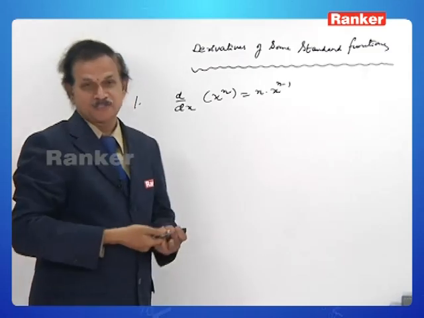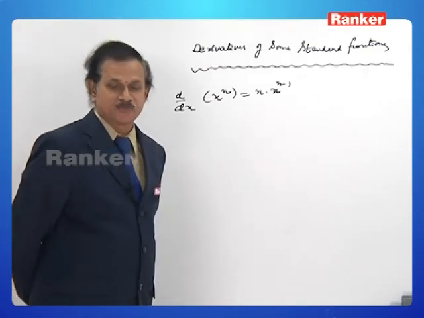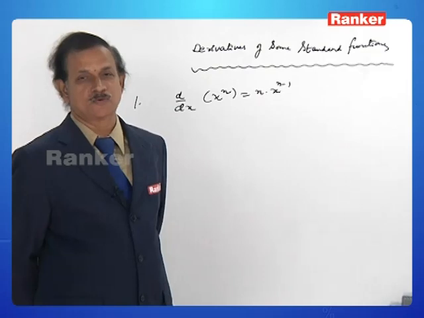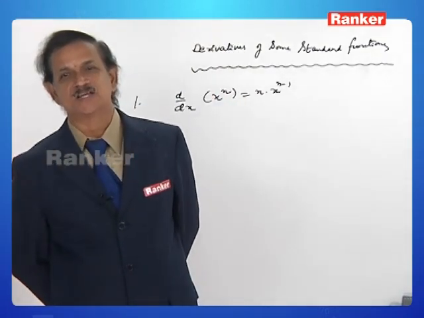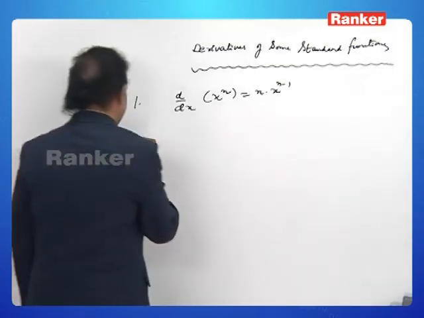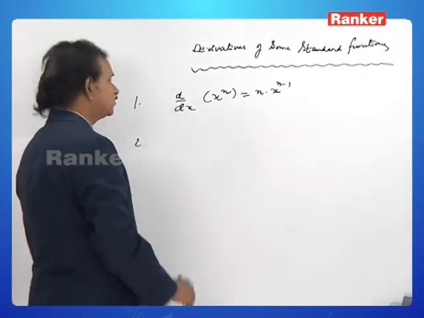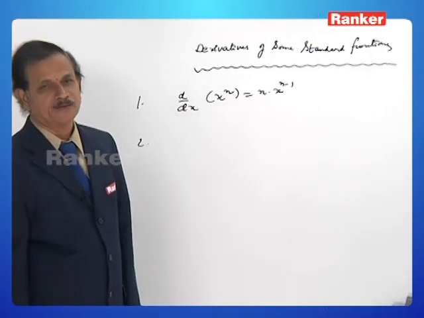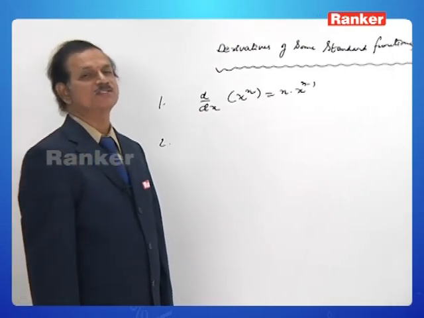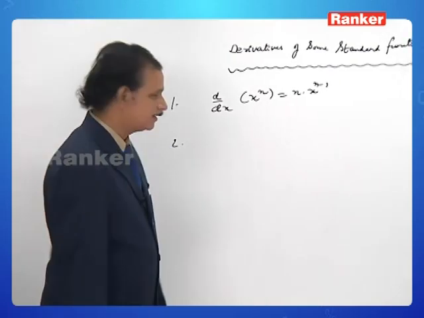Everybody knows about it. Derivative of x square is 2x, derivative of x cube is 3x square, derivative of x power 5 is 5x power 4, derivative of x power 10 is 10x power 9, like that. Next one, derivative of x is 1 into x power 1 minus 0, that is 1. Derivative of x is 1, derivative of 2x is 2, derivative of 3x is 3, like that.